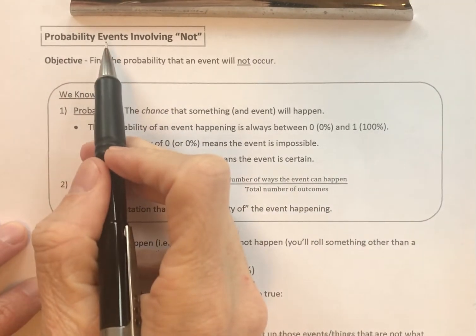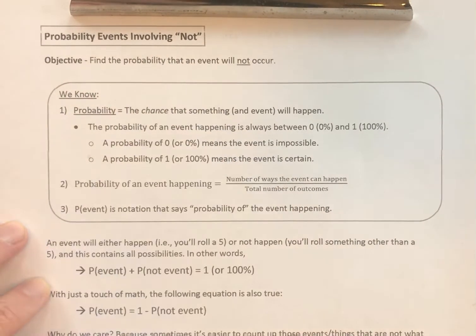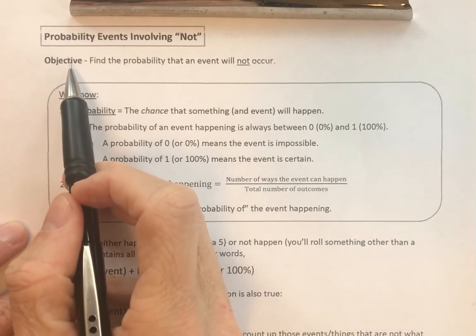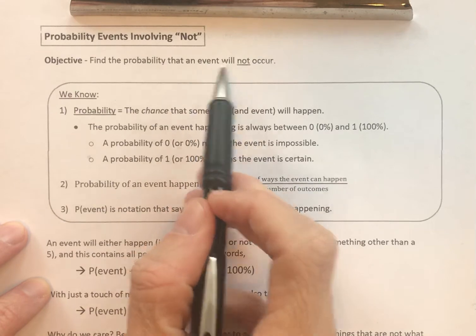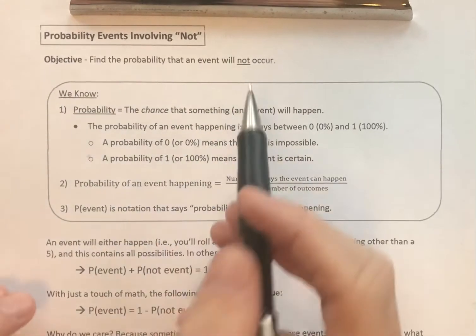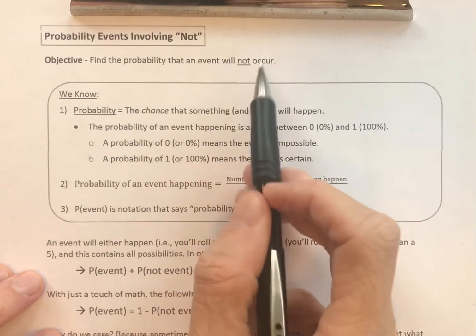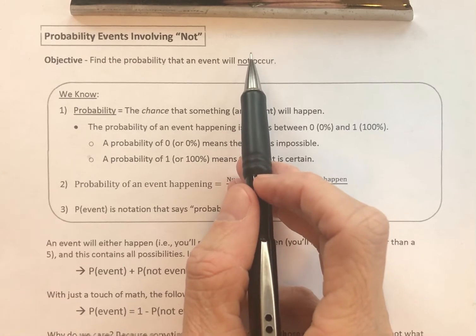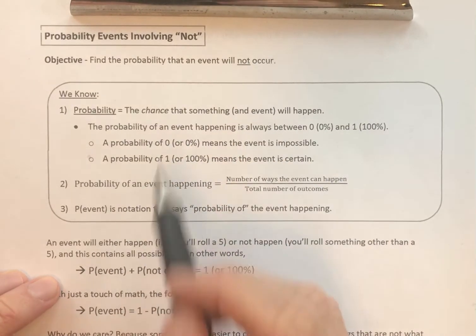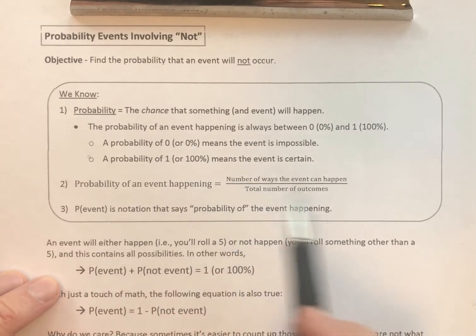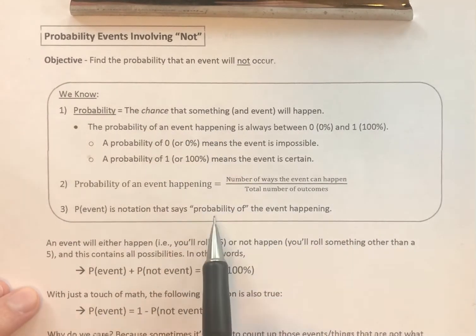Probability events involving "not." Our objective here is to find the probability that an event will not occur. And we're going to use this "will not occur" to find the probability of what we're looking for. I'll get more into that in just a few minutes. Let's talk about what we know coming in.